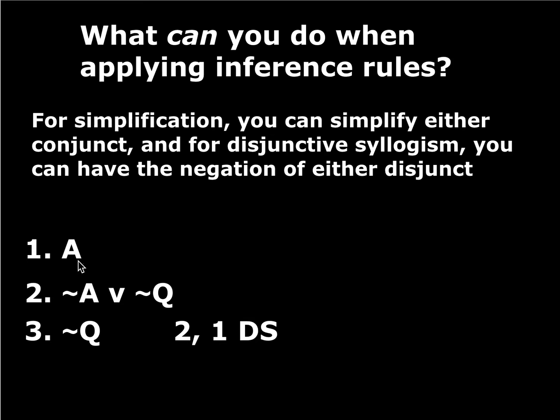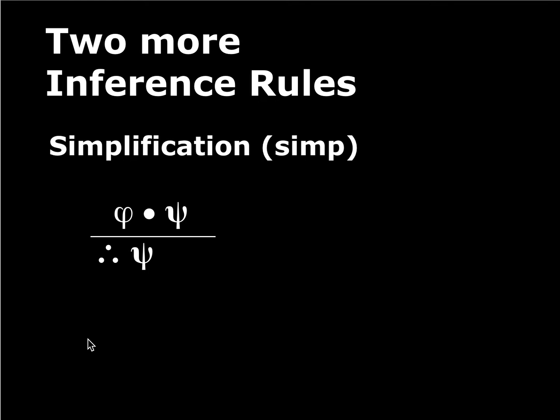So here's disjunctive syllogism. I talked about this when I introduced the rule, but I just want to go through it again. I could have the negation of the first disjunct and derive the second, but you could also have the negation of the second disjunct and derive the first. Either of those is fine. And here's simplification. Okay, so those are the things you can do. And I'll explain what you can do with simplification now that I'm introducing the rule.